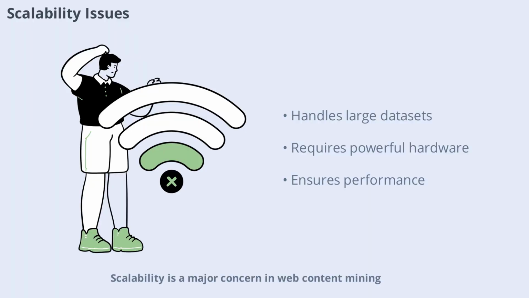Scalability is a major concern in web content mining. As the volume of online content grows, mining tools must be able to handle larger datasets efficiently. This requires powerful hardware, optimized algorithms, and sometimes distributed computing solutions. Ensuring scalability is key to maintaining performance and accuracy as data demands increase.